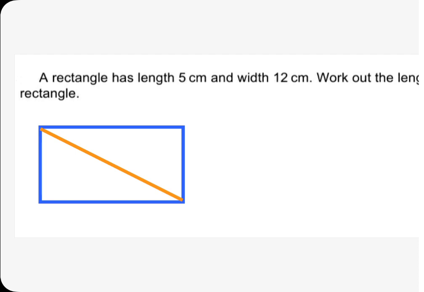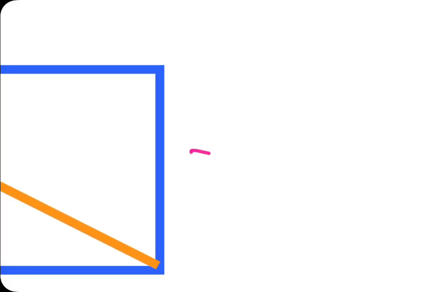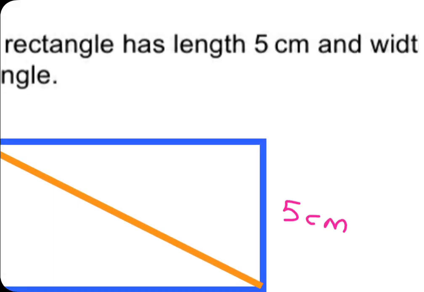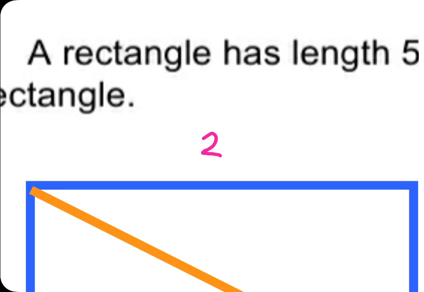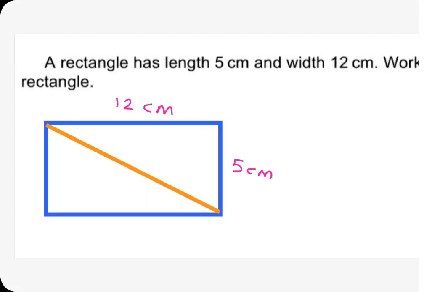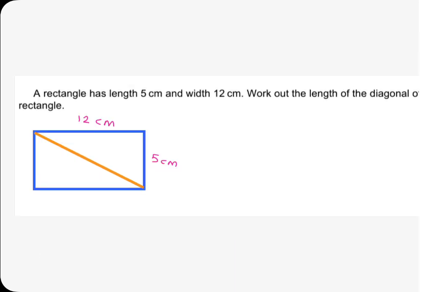Now, what do we know from the question? We know that this one is 5 centimeters, which is the length, and the width is 12 centimeters. We have to draw the shape so we understand the question. Now, as we can see here, we can see 12 centimeters here, and 5 centimeters length here, and a line that we don't know.